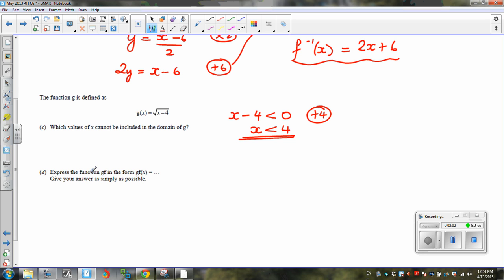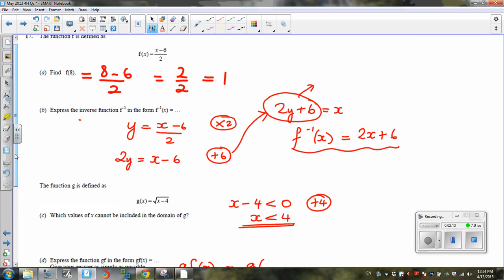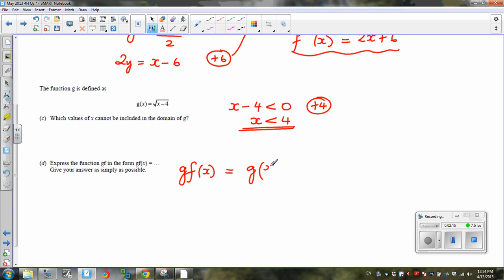Okay, question now says the function gf. Now remember, to find gf of x, we don't do anything with g to start with. We just literally write down g, and then we substitute in our f of x, which is (x minus 6) over 2. Okay, now we know that g of x is the square root of x minus 4. So g of this lot is the square root of this lot. So (x minus 6) over 2 take away 4.